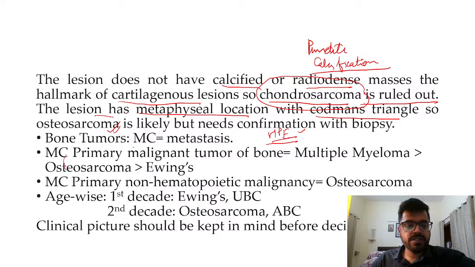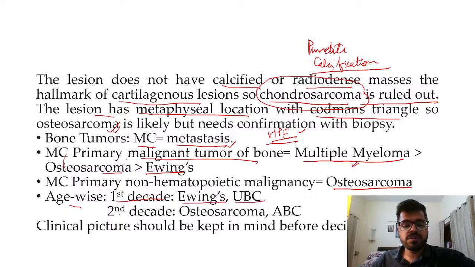Bone tumors, as we have already discussed, most common is metastasis, and most common primary malignant bone tumor is multiple myeloma, followed by osteosarcoma, followed by Ewing's. Most common primary non-hematopoietic malignancy is osteosarcoma, as we've already discussed. Multiple myeloma involves the hematopoietic tissue. And age-wise, if we are talking about the first decade, most commonly it is Ewing's and unicameral bone cyst. In the second decade, it's osteosarcoma and aneurysmal bone cyst. So the clinical picture should be kept in mind before you decide on the answer. Think of the clinical picture first, then answer.